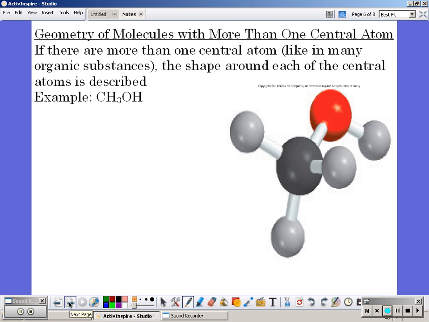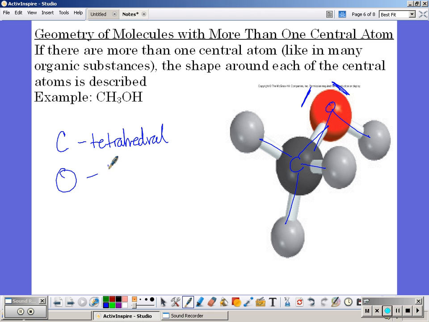If there's more than one central atom, like in many organic substances, the shape around each of the central atoms is described. So for example, here we have CH₃OH. If we look at the carbon atom, carbon has 1, 2, 3, 4 atoms coming off of it with no lone pairs. So the carbon atom would be tetrahedral in shape. The oxygen has 1, 2 atoms coming off of it. It would also have 2 lone pairs. So the oxygen atom has a bent geometry.